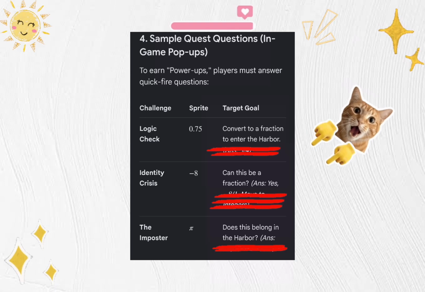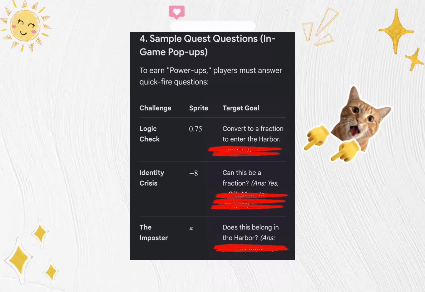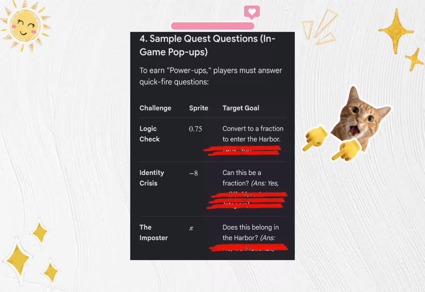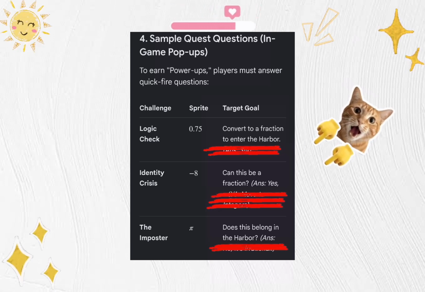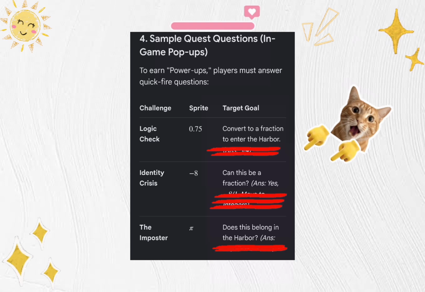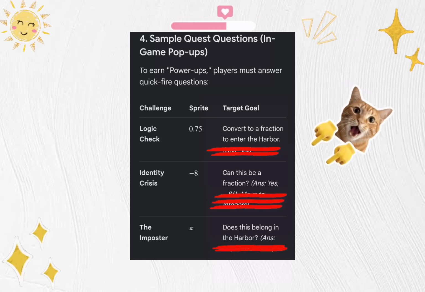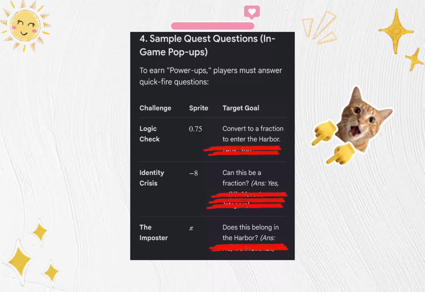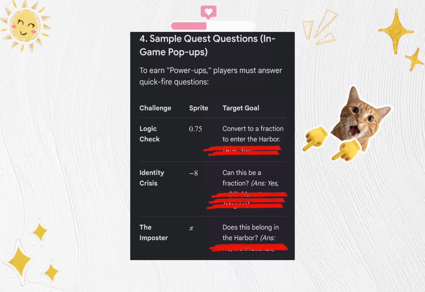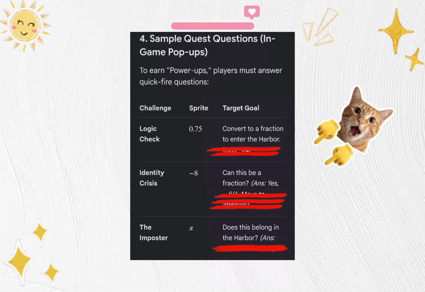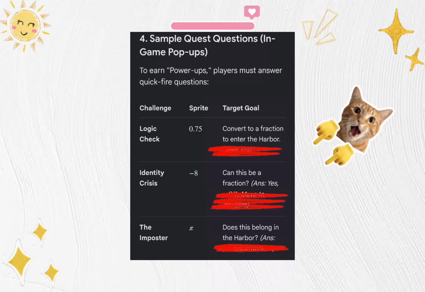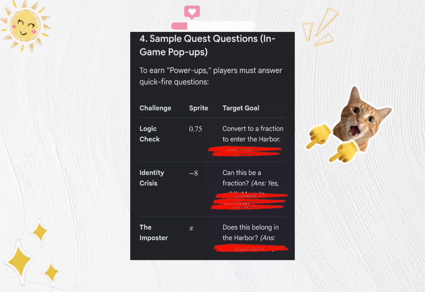Here is a sample question of the pop-up game. As you can see here, there's a misalignment in there. That is the answer. You need to answer those questions to convert a fraction to the target goal. Here in the challenge are the logic check, identity crisis, and the imposter. So answer those questions and make it clear.